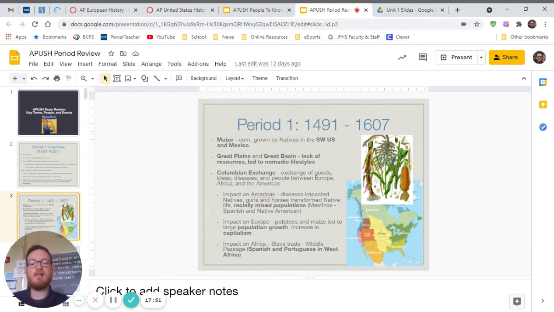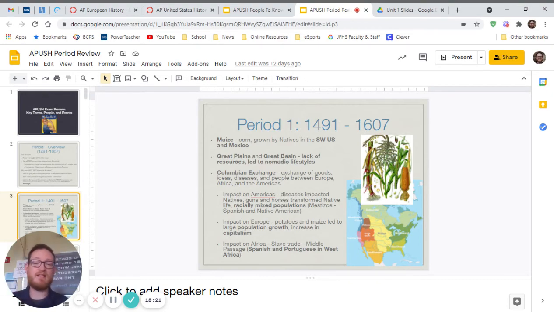Now, what was the effect of the Columbian Exchange on Europe? You're going to see that potatoes and maize led to large population growth in Europe. Again, if you took AP European History, we would have talked about this in there. Because of all this new food coming into these areas, that is going to lead to large-scale population growth in Europe. Also, it's going to lead to an increase in capitalism in those areas as well, as you have a lot more buying and selling happening over in Europe.